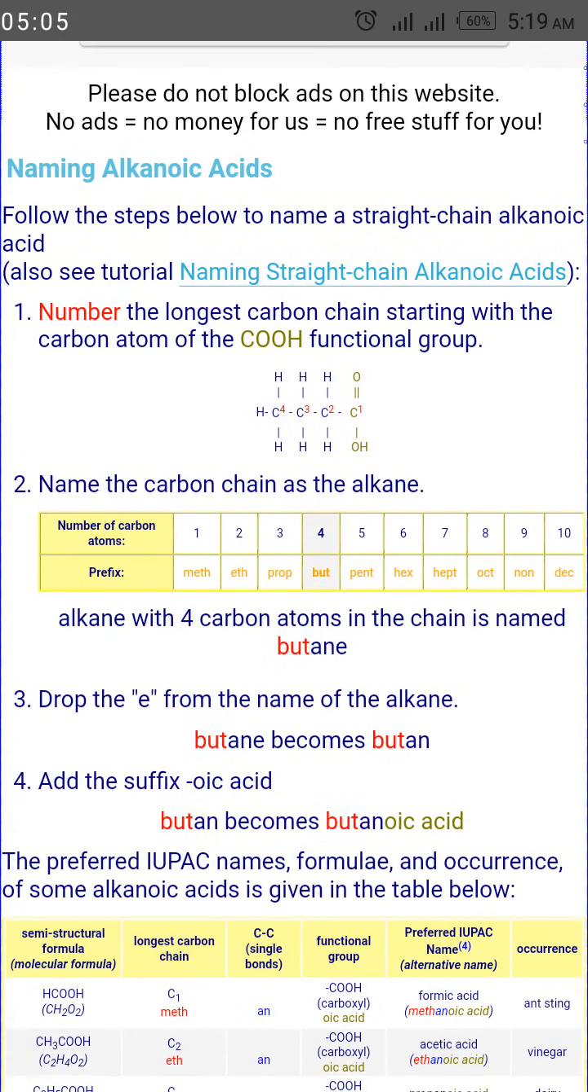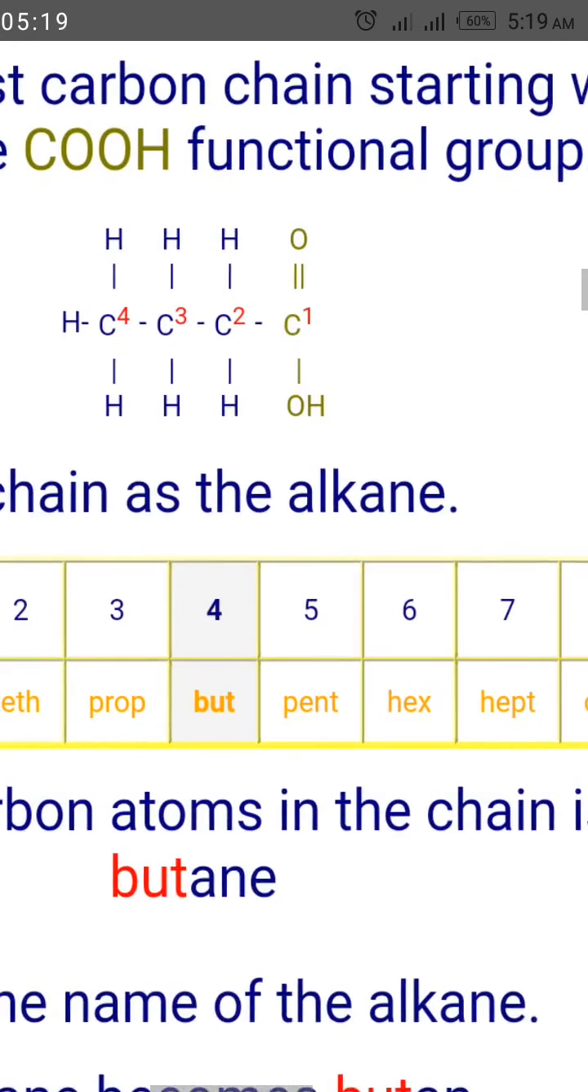If you want to name an alkanoic acid, these are the steps that you have to follow. Number one, you number the longest carbon chain, starting with the carbon atom of the COOH functional group. Look at this one now.